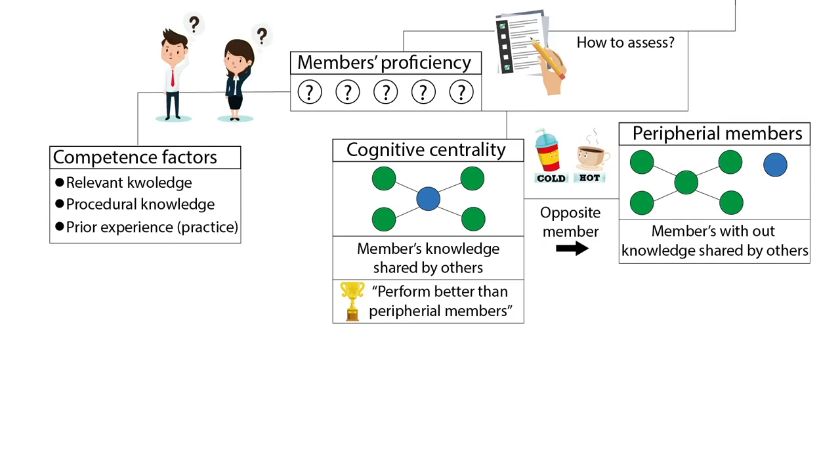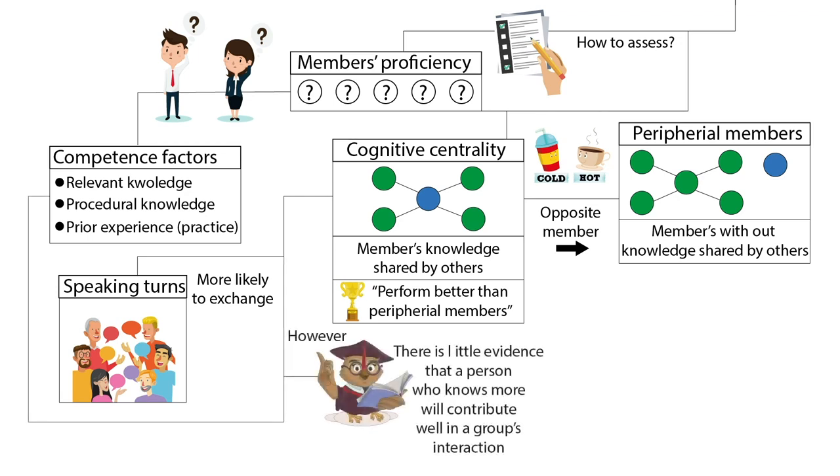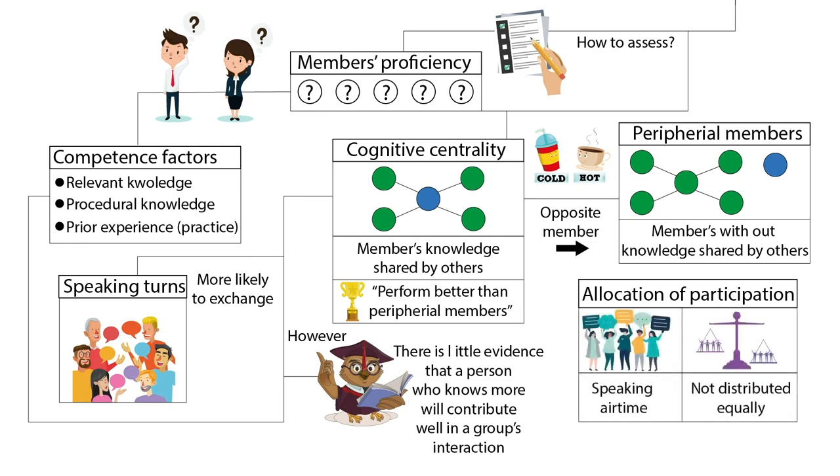Another conclusion is that members with shared knowledge may be more likely to exchange speaking turns. However, there is little evidence supporting that a person who knows more will participate and contribute more in a group's interaction. Finally, there are some remarks about a concept called allocation of participation. This basically means that airtime for talking and how this time is distributed among members may not be beneficial for members with potential value to contribute, which can be harmful to groups' performance.